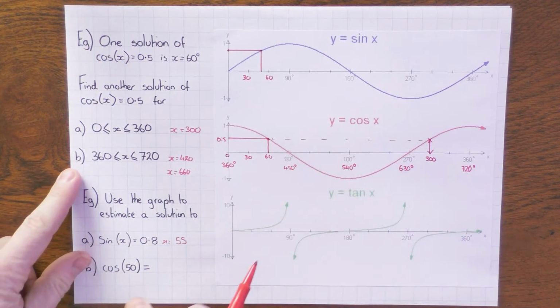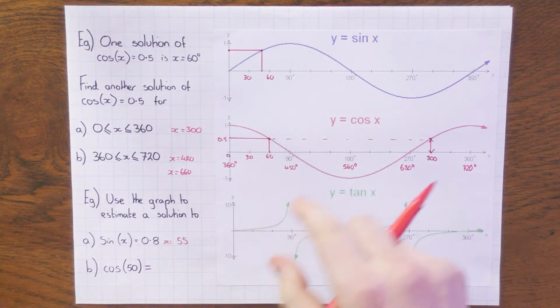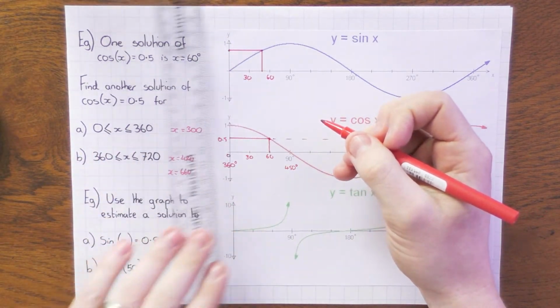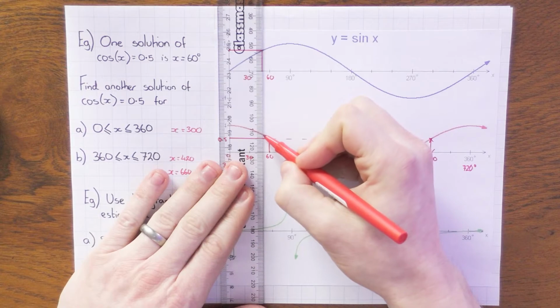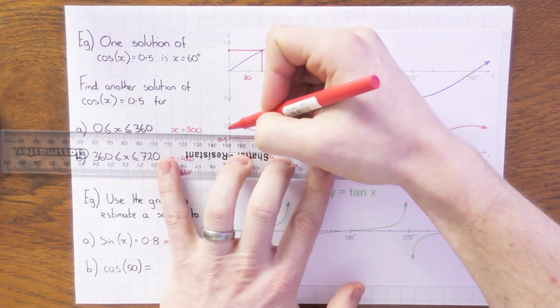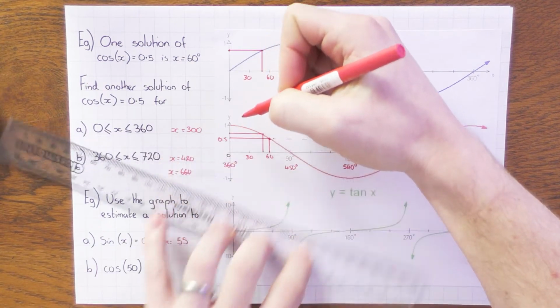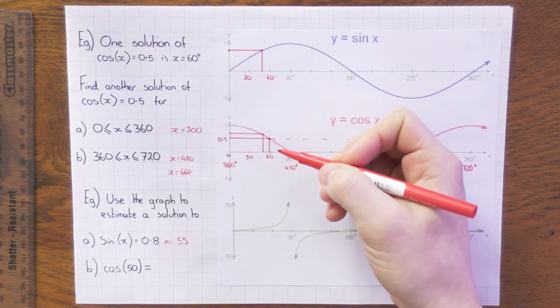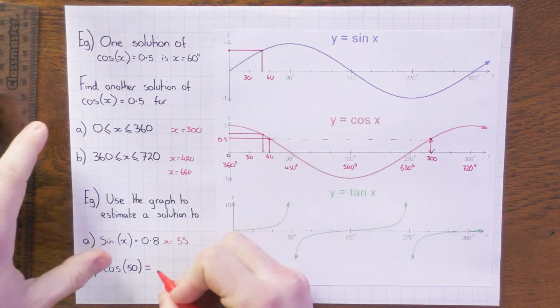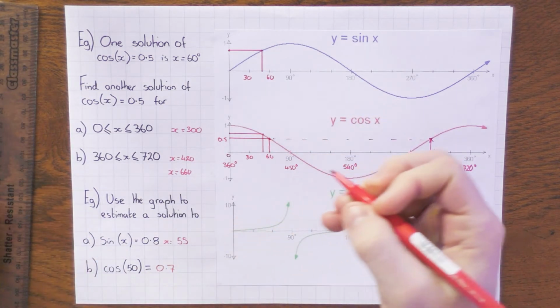Same way, doing it with this one here. This time I have cos 50. So all I do is on my cos graph, from 50, well if there's 60, obviously 50 would be somewhere about here. Go across, and if that's 0.5, we're probably looking about 0.7. I'm going to go with 0.7 as my estimate.